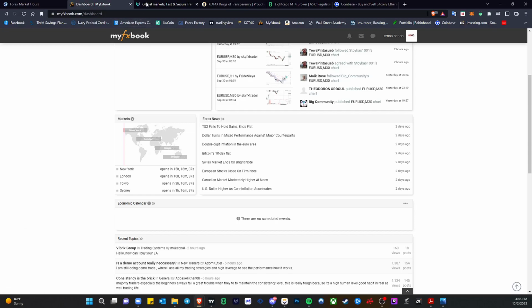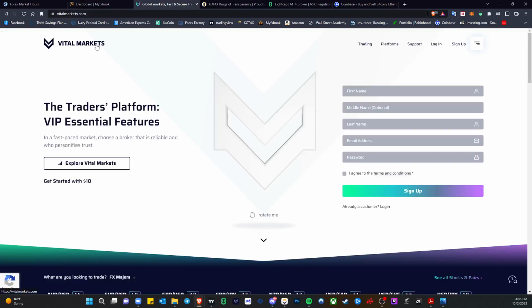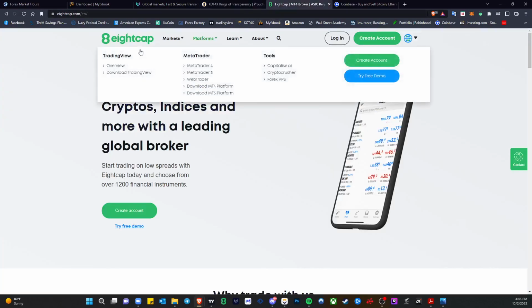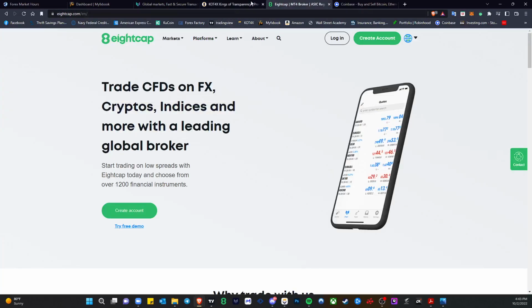So, the platform to use when it comes to trading. I'm gonna show you all the brokers that I use. Vital Market, KOT Forex, and EdCap. So these are all three brokers that I use to trade.